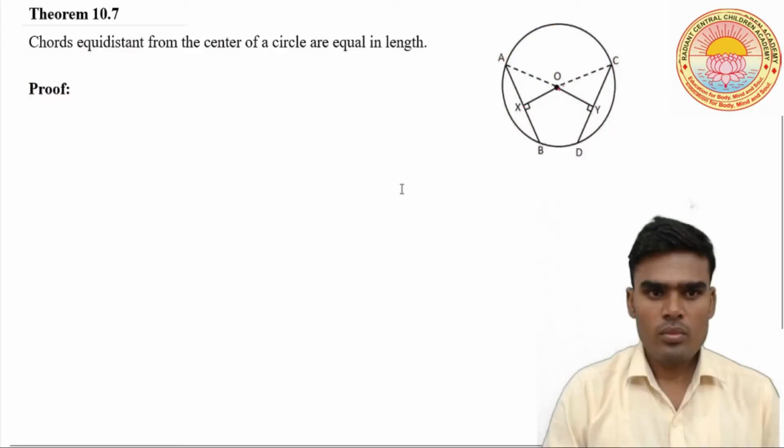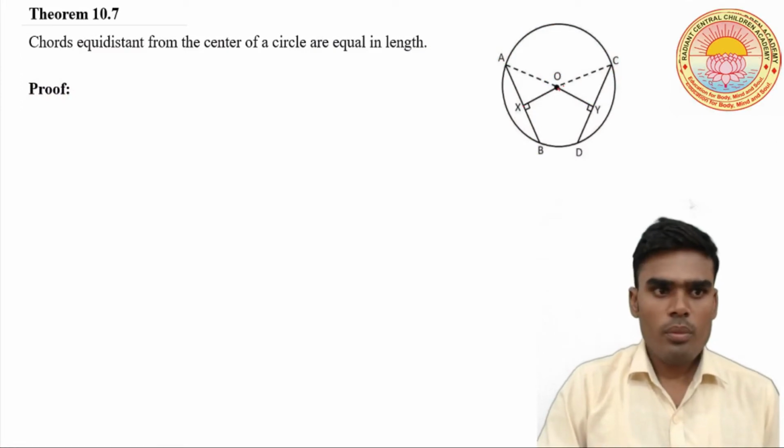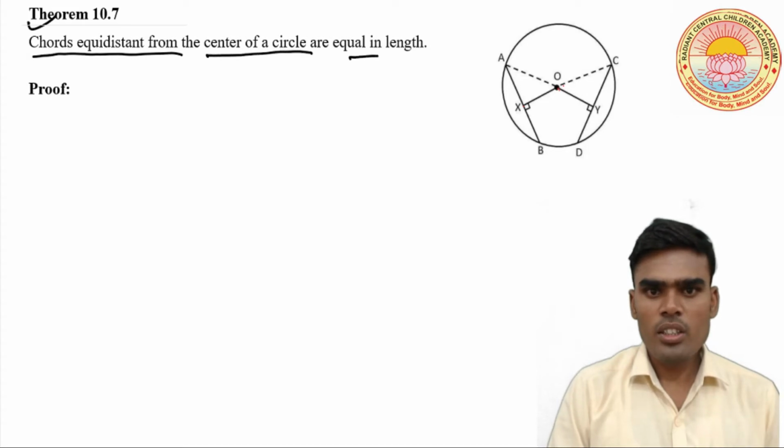Good morning, students. Today in this session, I am going to tell you about theorem 10.7 and some questions based on this theorem. Let's see the statement of the theorem and the proof of theorem 10.7. The statement of this theorem is: chords equidistant from the center of a circle are equal in length.